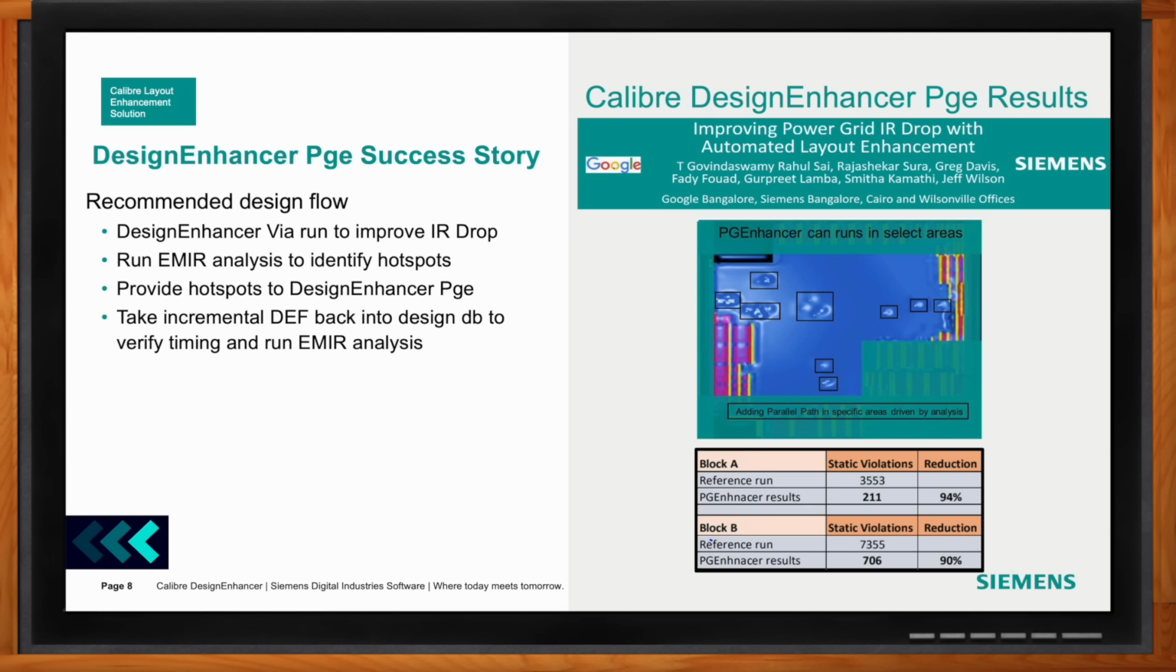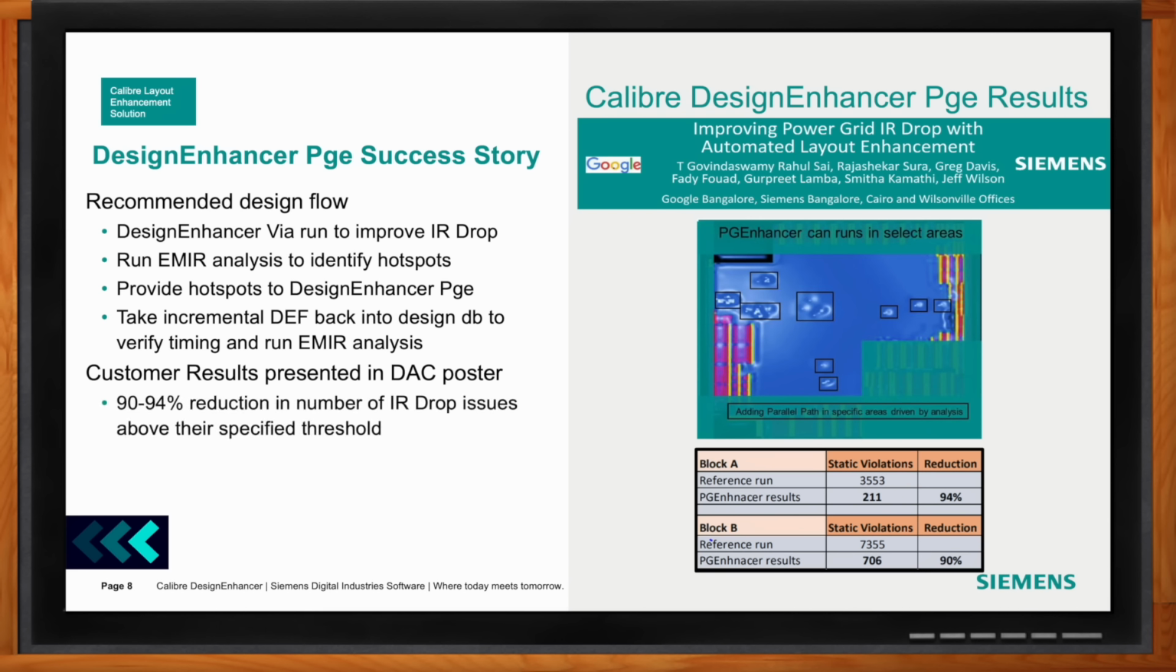Now, of course, since we're Calibre and we have the performance that you need, you can run it on the whole design. But really, most of the time, people want to say, let's make sure that I address my hotspots, get them cleaned up, and then get on to my tape out so we can move forward. And they've seen such things there as, for this particular customer, a 90 to 94% reduction in the IR drop. So proven success, and again, DRC clean results.